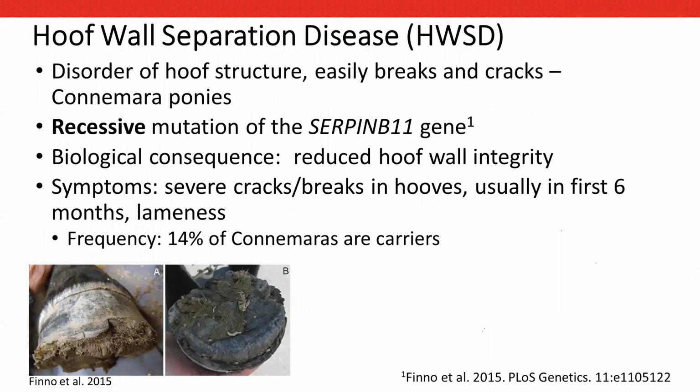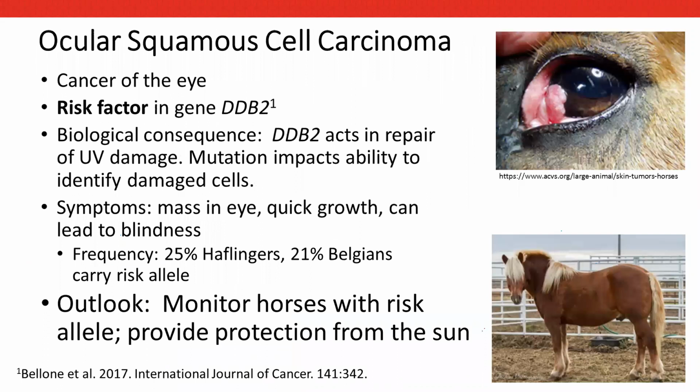And the symptoms, as its name suggests, are severe cracks or breaks in the hooves. They usually start showing up in the first 6 months of life, and with those severe issues in the hooves, that causes lameness. There's some management that can be done to help reduce the severity of this, but it's generally obviously not a good thing. The frequency is about 14% of Connemaras are carriers of the mutation. And so the outlook is don't breed two carrier horses together again.